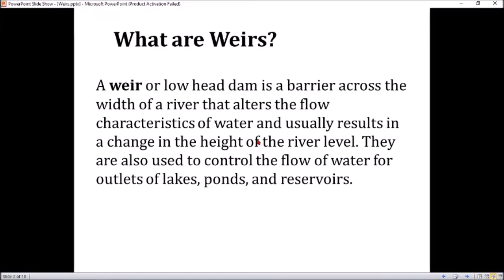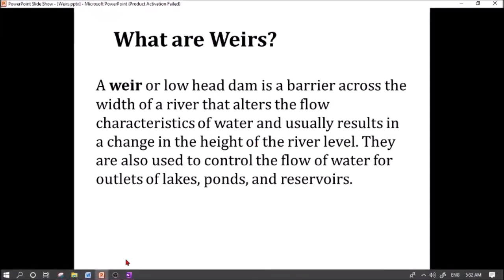So, ito yung definition ng Weir. So, this is a low-head dam that is a barrier across the width of a river that alters the flow characteristics of water and usually results in a change in the height of the river level. They are also used to control the flow of water for outlets of lakes, ponds, and reservoirs.